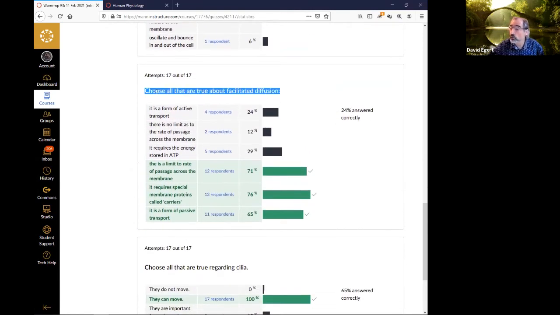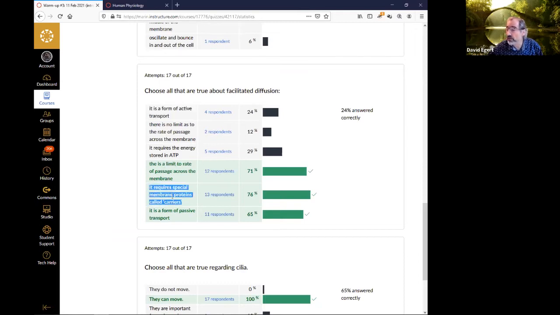Choose all that are true about facilitated diffusion. All right, and this was another thing we're going to continue going deeper on today. It is not a form of active transport. Things in facilitated diffusion just go along their concentration gradient. It has a name that sounds like help, like it needs energy, but that's not true.